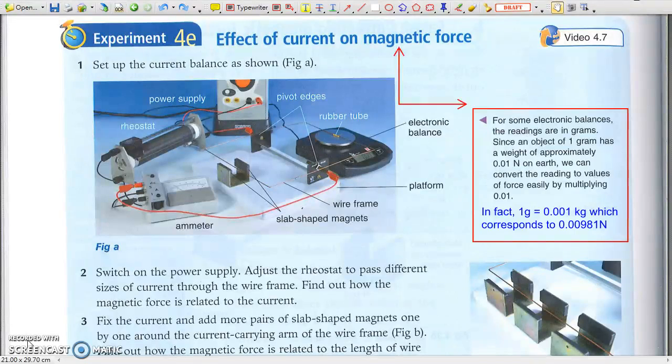In the video, you may still remember there are 2 graphs. One is force against current I, another is force against length L, and they both are straight lines that pass through the origin, which tells you the force and I are directly proportional, and force and L are also directly proportional.